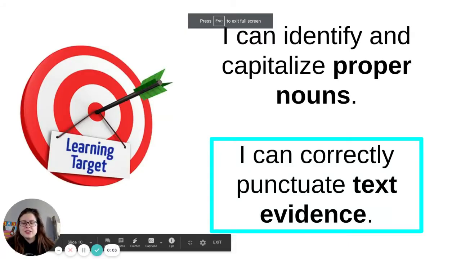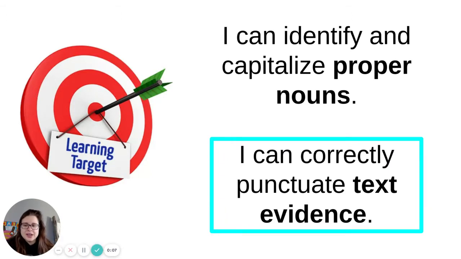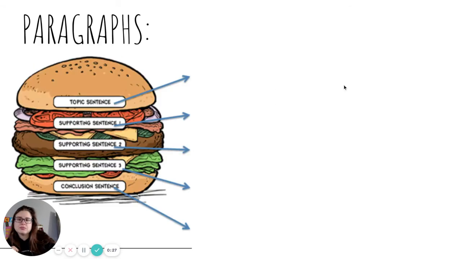The learning target for this video is, I can correctly punctuate text evidence. I'm going to be really honest before I even get into this lesson today. This is one of the most important pieces that I'm going to give you some really direct teaching about in this literary essay, because it helps to make your ideas flow a lot smoother and they're a lot clearer for your reader.